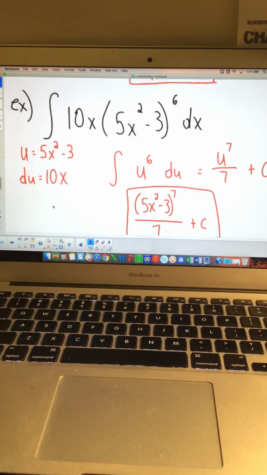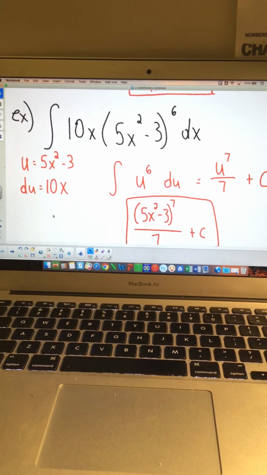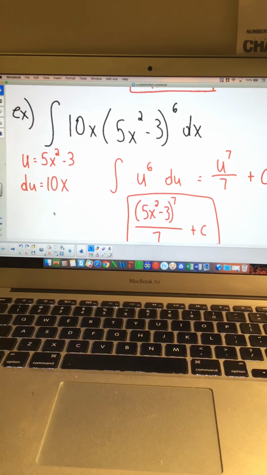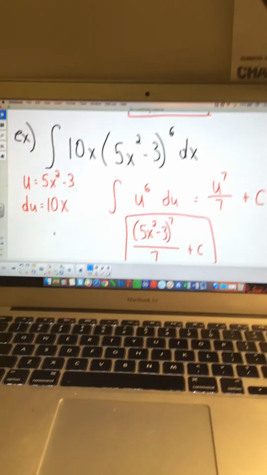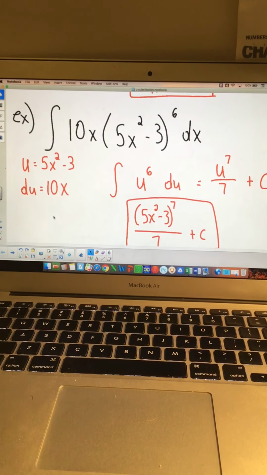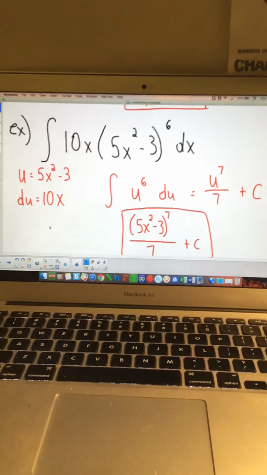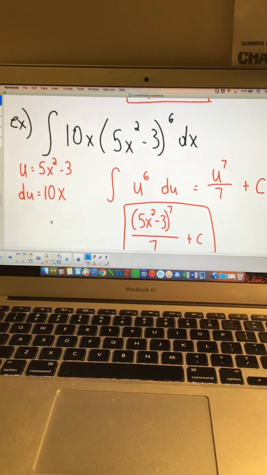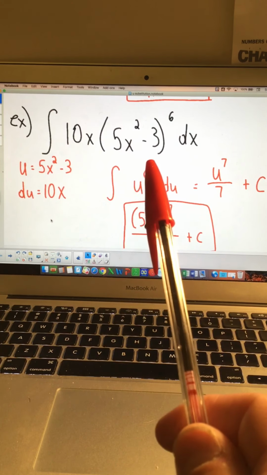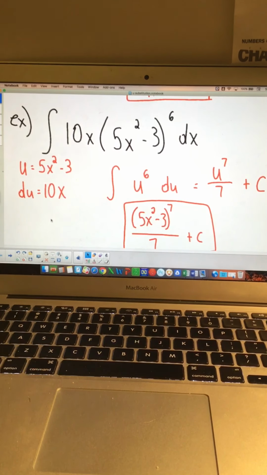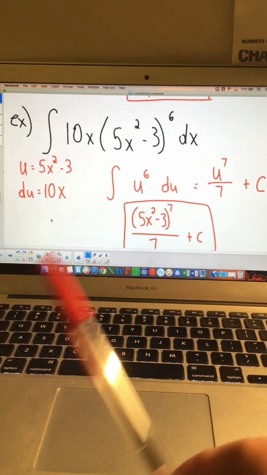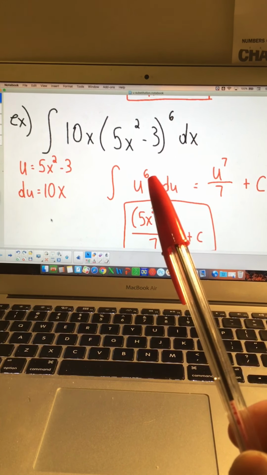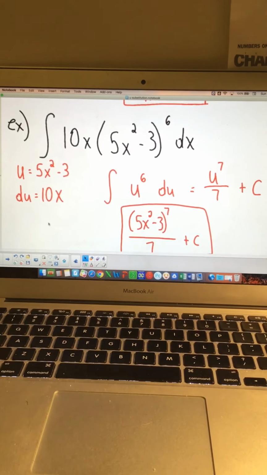Right, I hope you're all following me right now. Now, as we go through this, some of you are going to get really good at this. You're not going to have to do the u and the du. You're just going to start to see it. You're going to recognize, well, this is the derivative of this. I need a u substitution. And some of you will be able to just add 1, put it over the new. You'll start to get really good at it. All right?